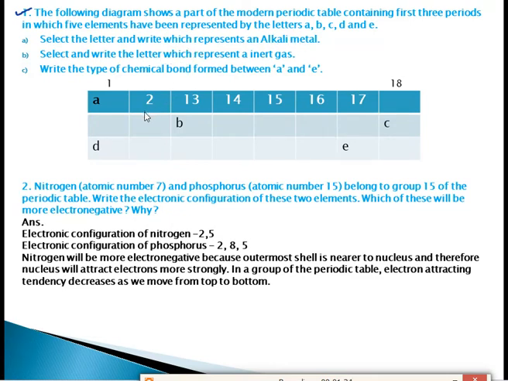So alkali metals, guys, are present in which group? Obviously, alkali metals are present in group number 1. All the elements which are present in group number 1 are called alkali metals. So in this diagram, in group number 1, which elements are there? Element A and element D are present in group number 1. So these are the alkali metals. So in answer, we will write that A and D are alkali metals.